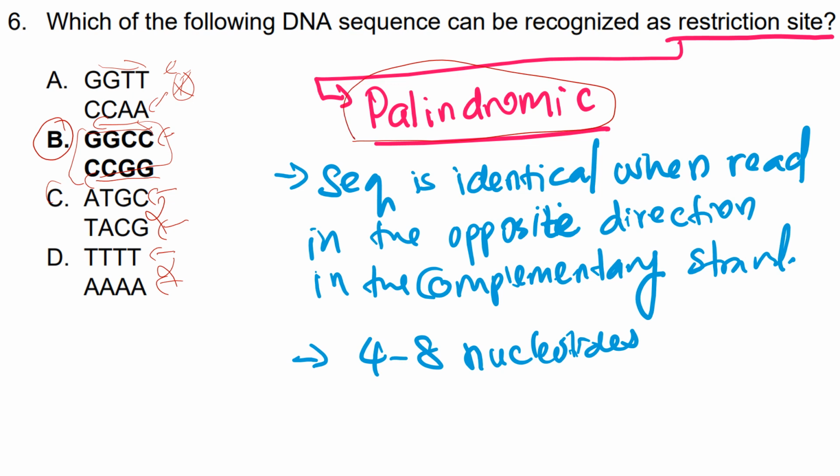Another feature of a restriction site is that the length is really short. The length of a restriction site usually consists of 4 to 8 nucleotides.